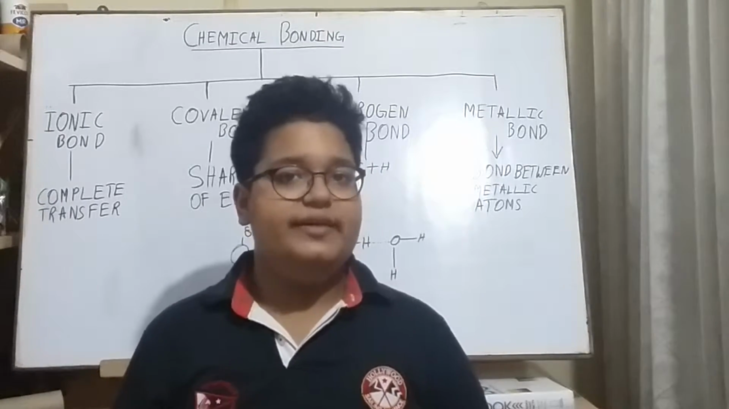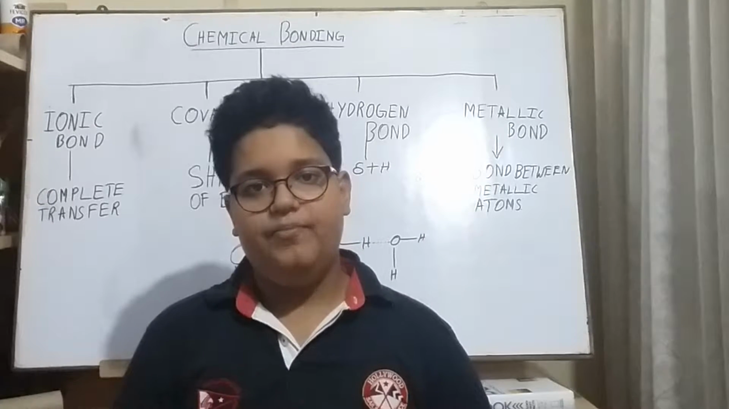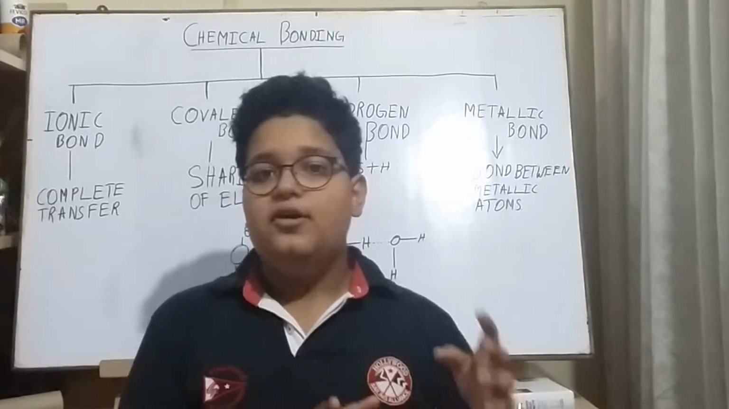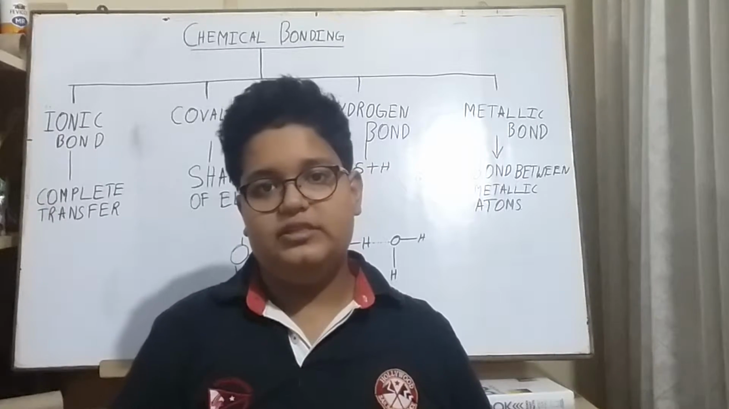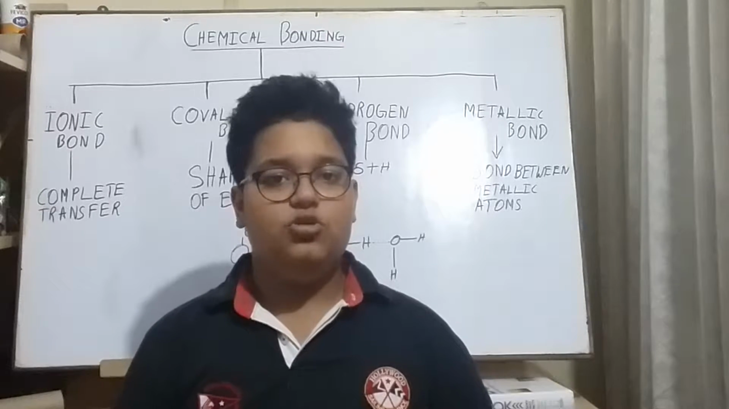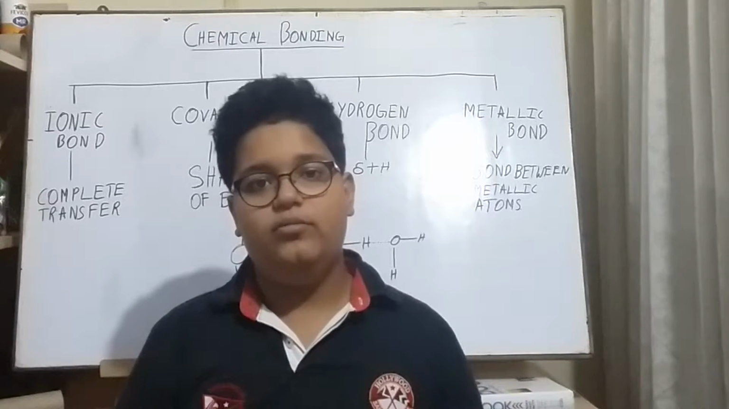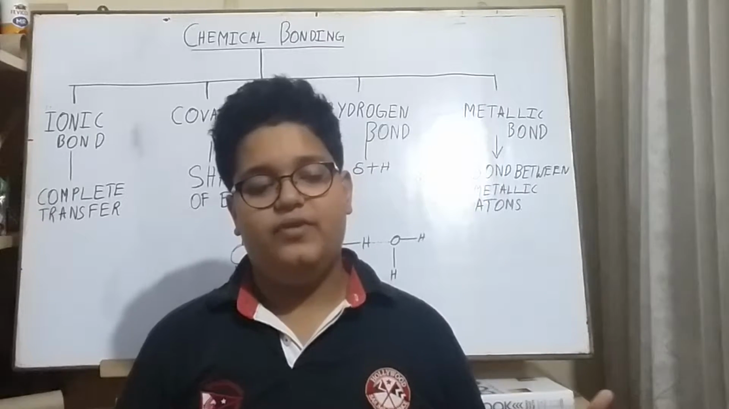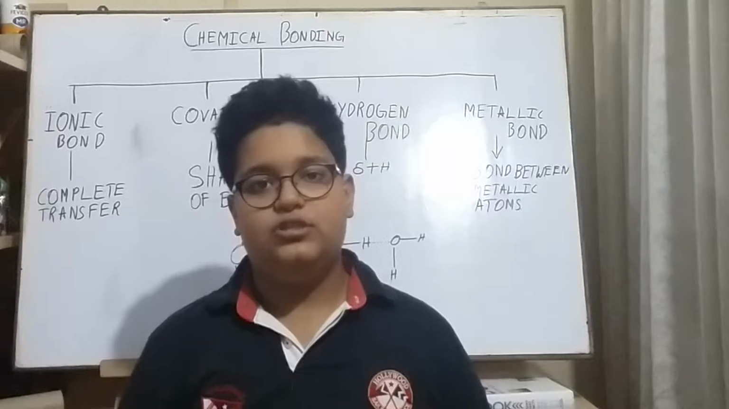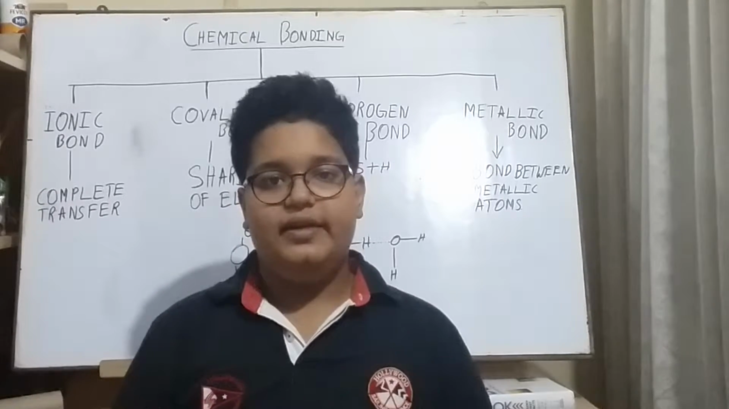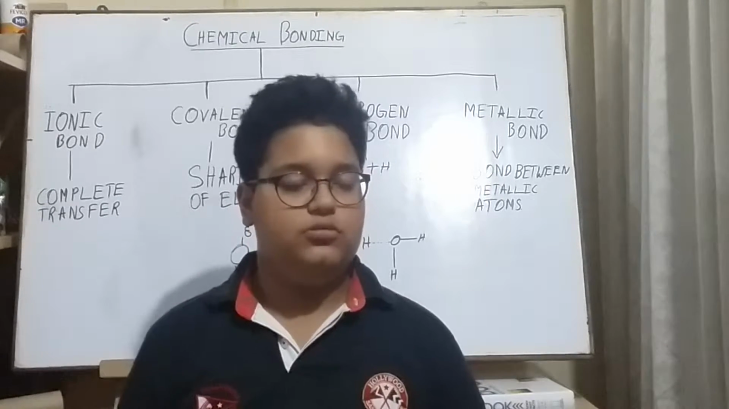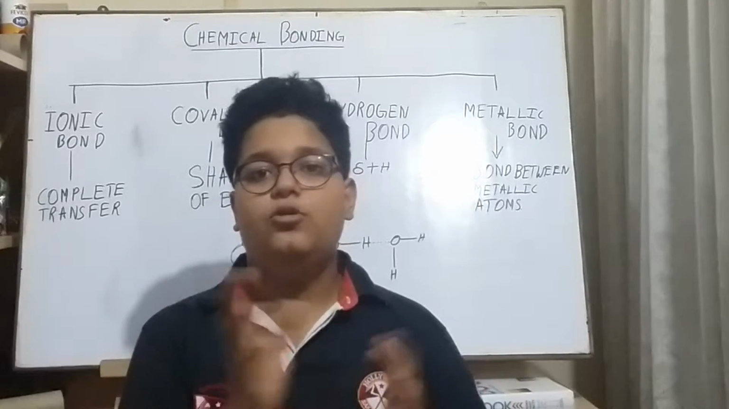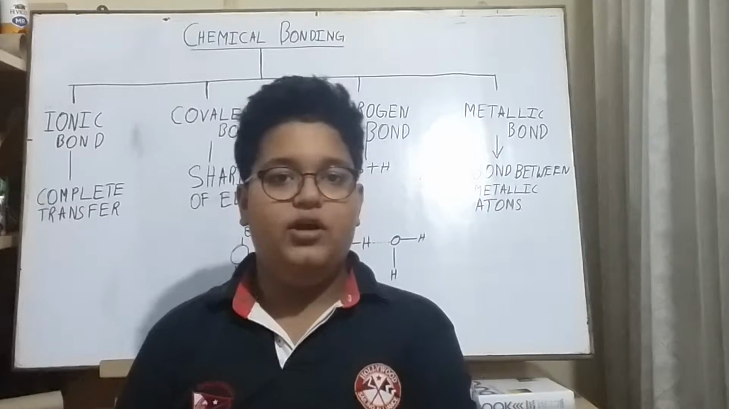What is octet stability? Octet stability is where the atom attains the nearest noble gas configuration. For example, in sodium chloride, sodium has to lose one electron to get the neon configuration, while chlorine has to gain one electron to reach the argon configuration. So they transfer the electron from one to the other, and an ionic bond takes place.